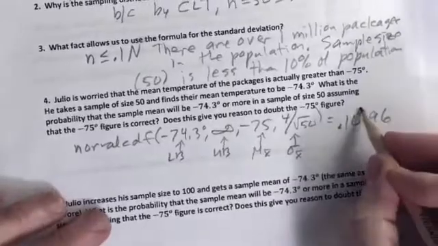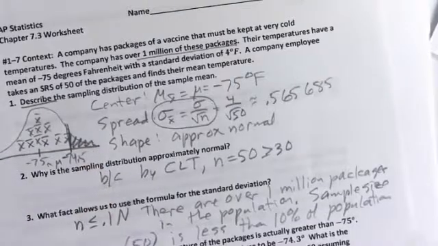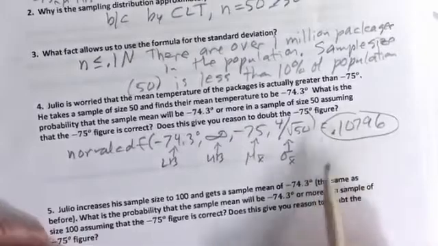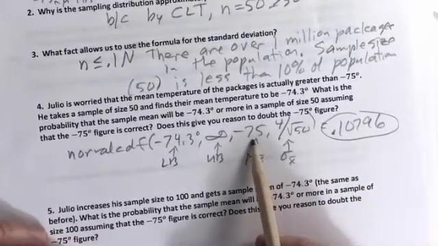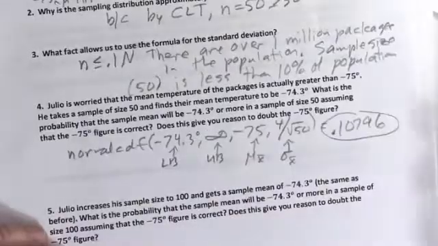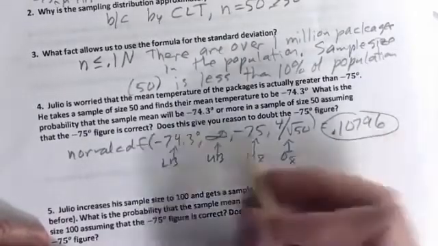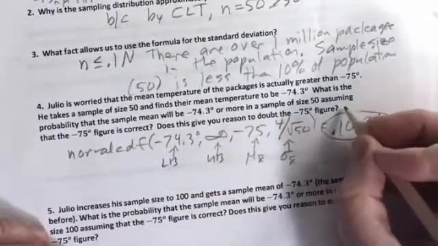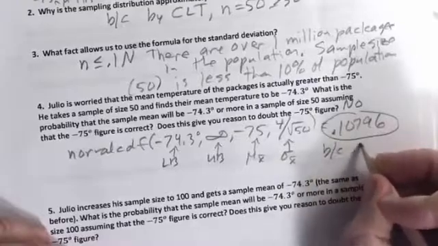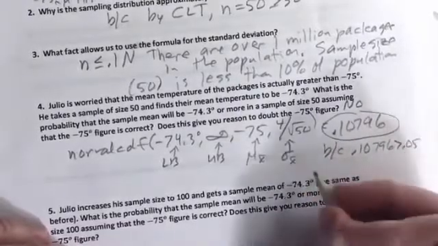And so that is the area of that normal curve there. That number is the probability that, assuming negative 75 is right, we would get a sample mean of negative 74.3 or more. In other words, it would happen just by chance about 11% of the time. And so does this give us reason to doubt? No, because 0.10796 is greater than 0.05.